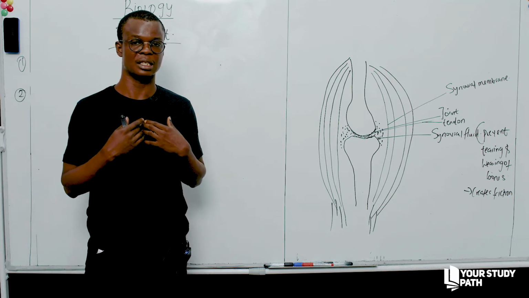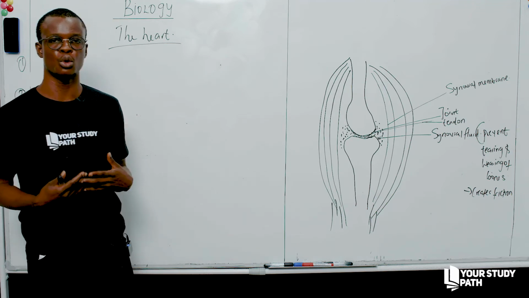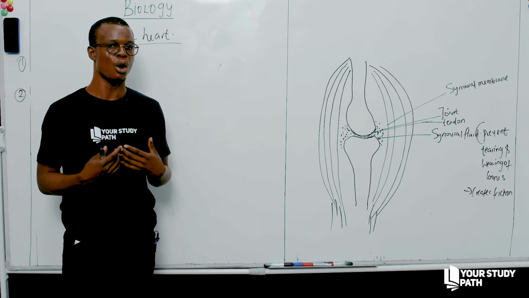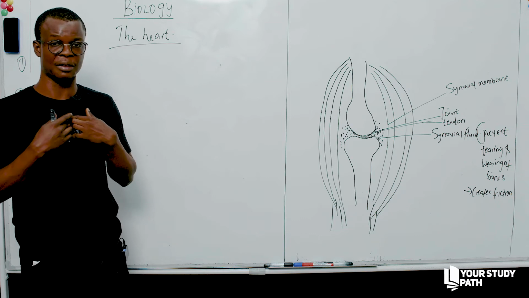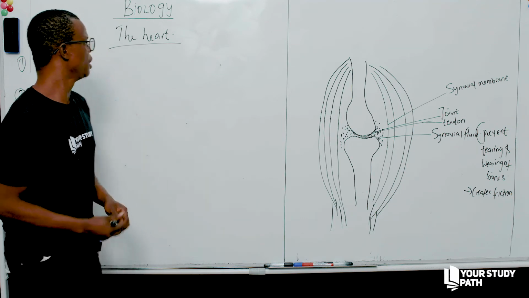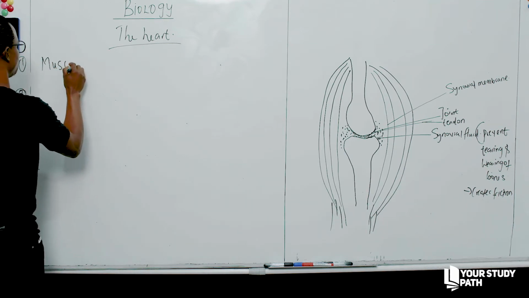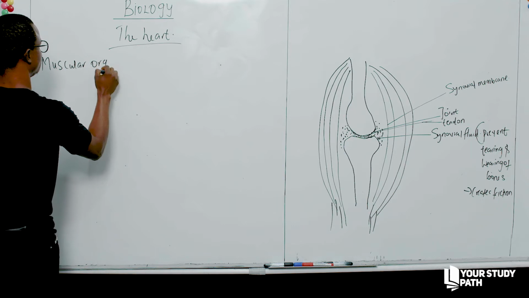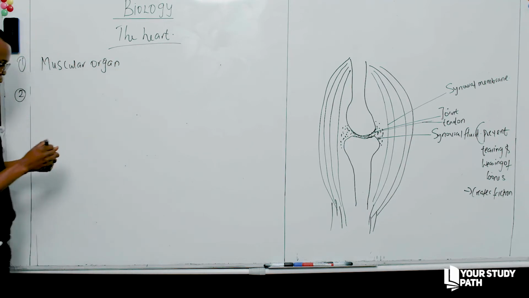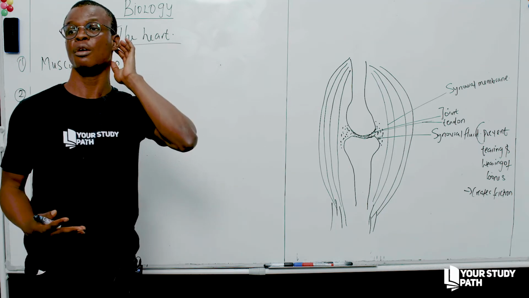That is what the heart is. It's a muscular organ, responsible for pumping of blood, and located at the center of the chest cavity. So that is what the heart is all about. Remember, it's a muscular organ, should in case you see this anywhere. Also, the heart is divided into how many chambers? We have 4 chambers.